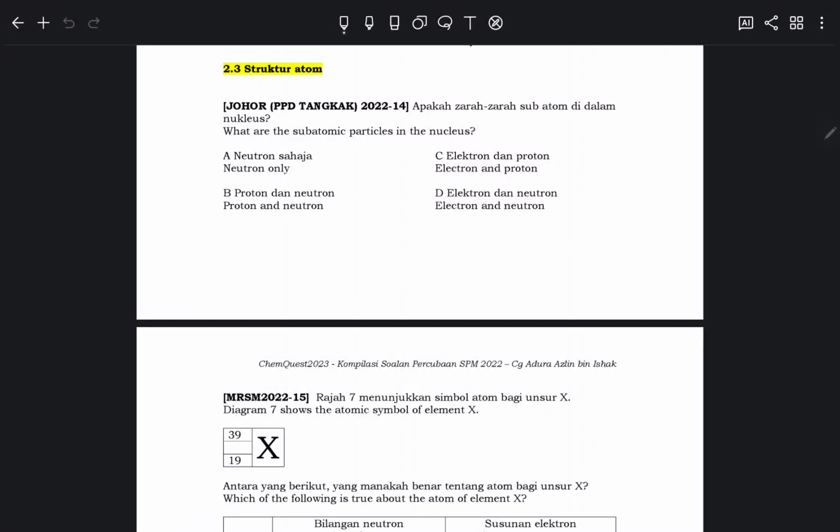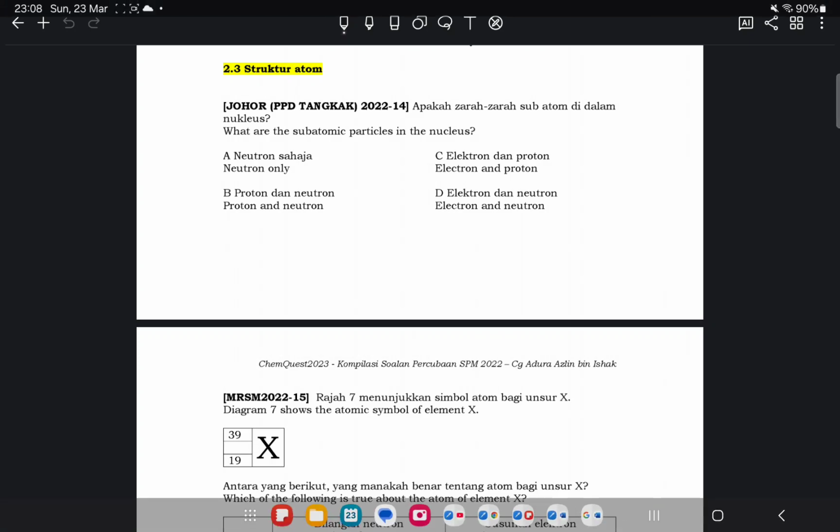So today I'm going to continue with the discussion for subtopic 2.3, atomic structure. This whole video is going to be in English and I hope you learn a lot from it. You will learn a lot of things from this video for sure, because this is one of the main subtopics where we're going to emphasize your understanding of atomic structure.